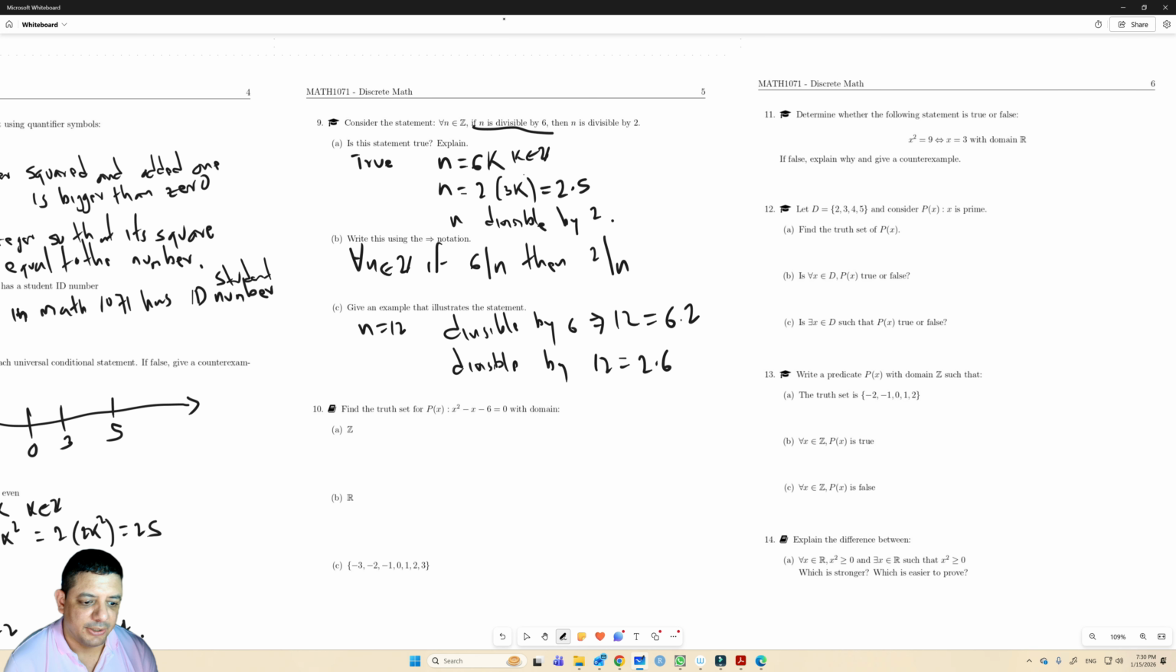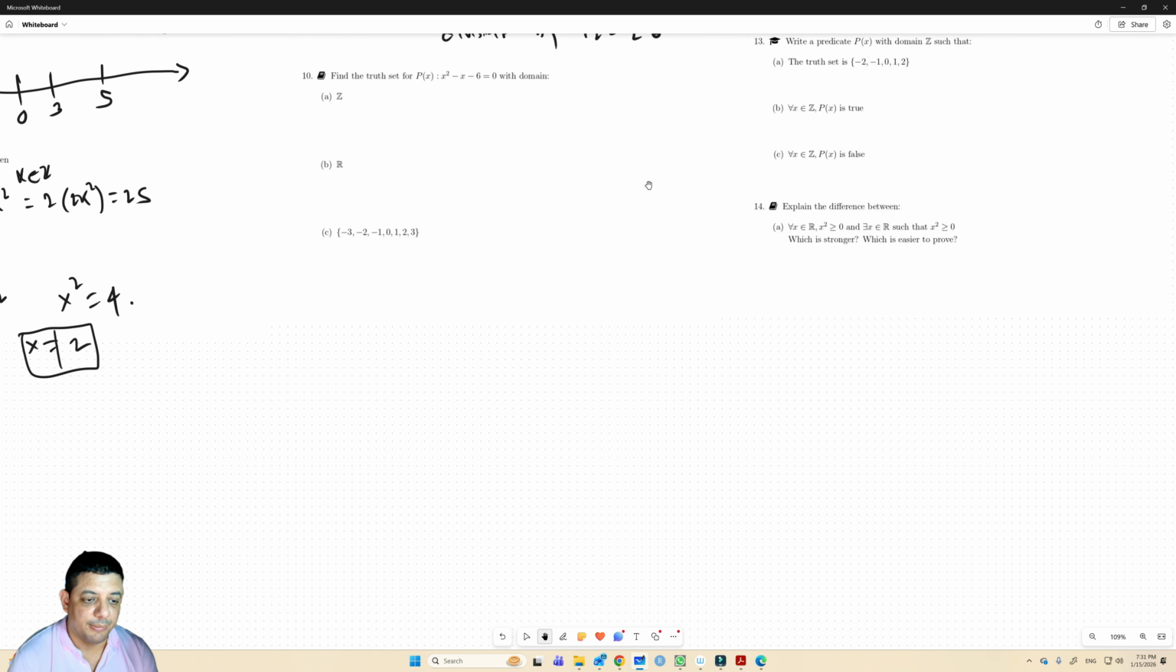Now 10. Find the truth set for P of x equals x squared minus x minus 6, with domain integers, real numbers, and a particular domain in there. So if we're going for real numbers, we're essentially looking for the solutions to this. We can factor this out. This is x minus 3, x plus 2 equals 0. And this will give me solutions x equals 3, x equals minus 2. They're both integer solutions.